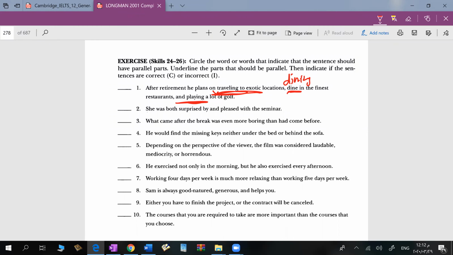She was both, I mean parallelism, surprised by and pleased with the seminar. Both. What comes after both? Hello? Can you hear me? Should be removed by surprised and pleased. Why surprised by? What is the problem? Both surprised by, we have a preposition, no problem, and pleased with. The preposition of surprised is by, and the preposition of pleased is with, so no problem.